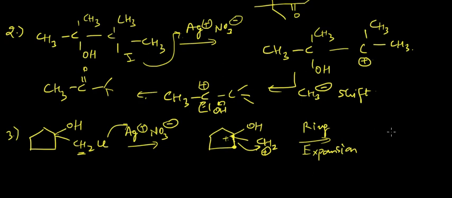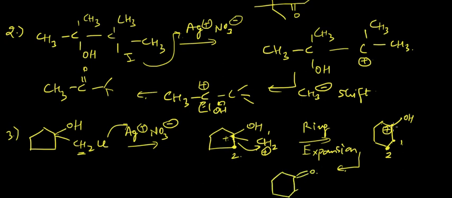Okay, this bond will break, creating a positive charge here, and this carbon atom will directly join with this carbon atom. So a cyclohexane ring would be formed with this carbon positioned here. This carbon is 2, so 2 is here. This carbon is 1, so 1 is here, and then on OH we have a positive charge. Again we will have a formation of this.